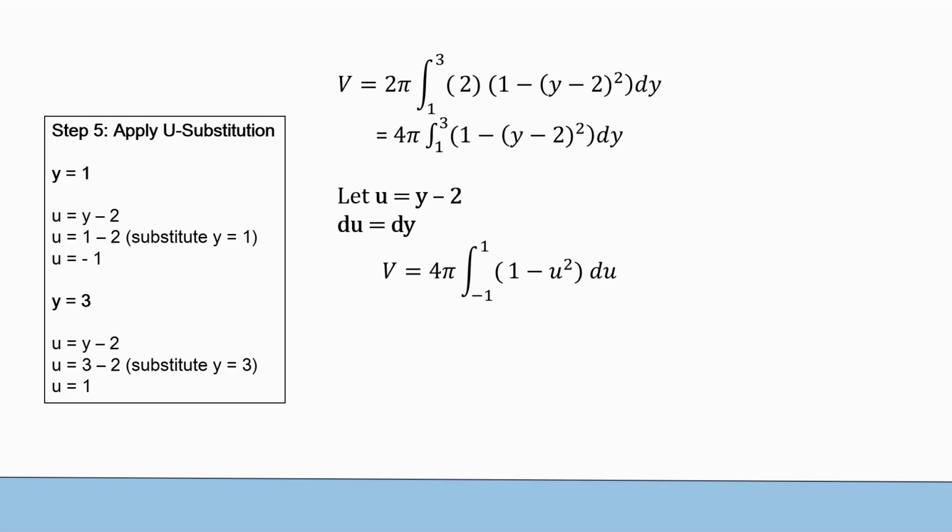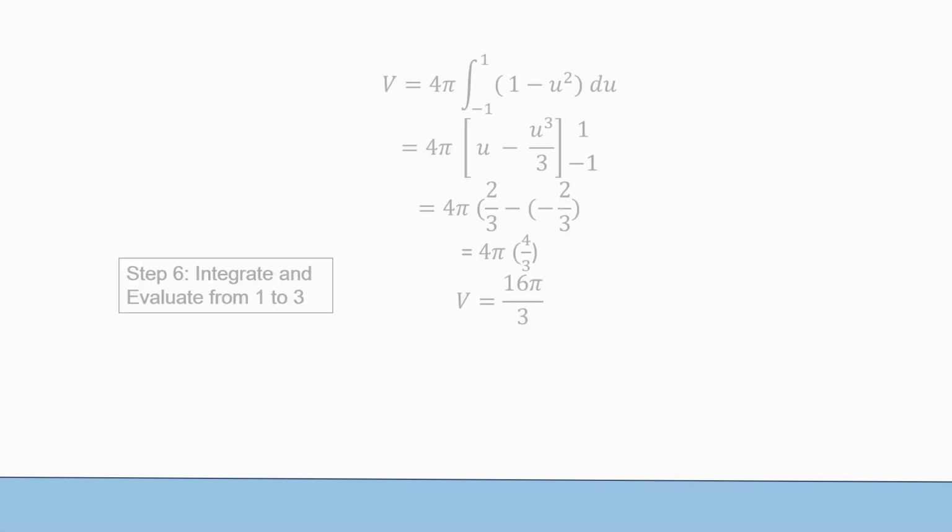To simplify the integral, we use u substitution. So we let u be equal to y minus 2. So du becomes dy. When y is equal to 1, u becomes negative 1. And when y is equal to 3, u becomes 1. The integral now becomes volume is equal to 4 pi times the integral from negative 1 to 1 of 1 minus u squared du.